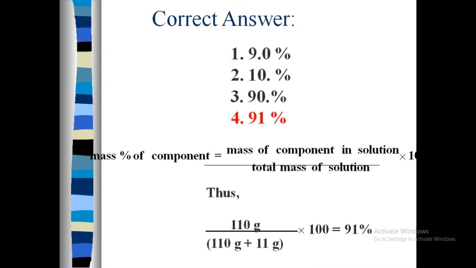This is the correct answer, 91%. How did it come to 91%? Mass of hexane 110 gram, total solution 121 gram, into 100. This is individual component to total component. Totally 91%.